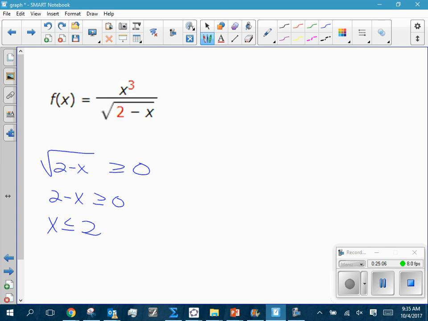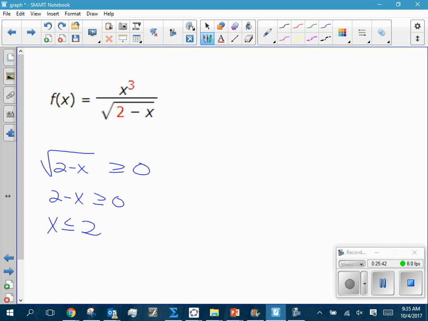Okay? If I go ahead and solve that, choose numbers that are less than 2. Well, if I choose 1, okay, 1 cubed is 1, right? Square root of 2 minus 1 is just the square root of 1, right? So I'm going to take 1 divided by square root of 1. Is that okay? Get a real number back, okay? What if I choose like 1.5? Well, 1.5, you can cube that. 2 minus 1.5 is 1/2. Square root of 1/2 is a number, right? So I should be able to take the numerator divided by the denominator and get a real number back, okay?